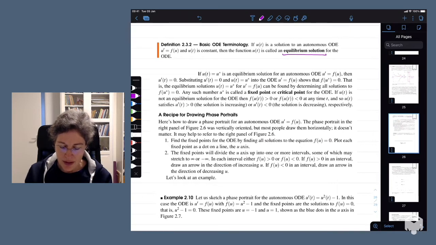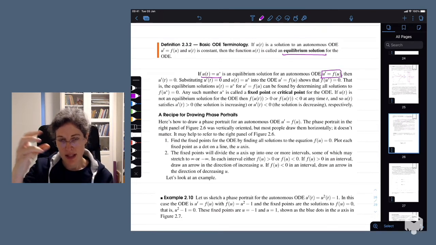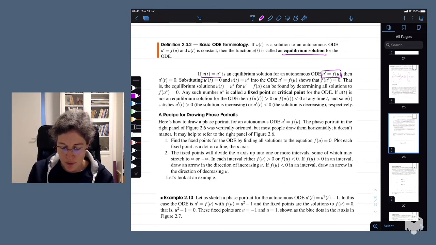So a few more tips and tricks for drawing phase portraits. Suppose we have an equilibrium solution, so a constant solution for some autonomous ODE. Remember our ODE is written in this form: du/dt is equal to some function just of u. And if it is an equilibrium solution, a constant solution, then our derivative must be equal to 0.